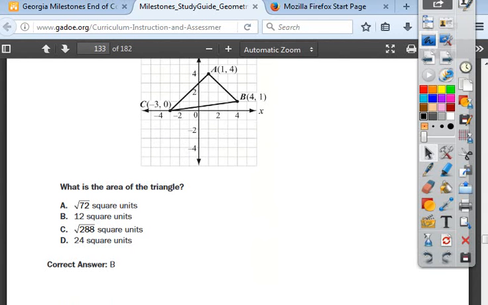Remember, if we're doing area of a triangle, that is base times height divided by 2. How do I know when I'm talking about base and height? Which ones are my base and my height? 4, 1, and 1. Which sides are my height and base? AB and AC. I'm looking for a right angle. If I see a right angle, I know I've got my base and my height. So then I would need to find the length of this one, find the length of that one, and then do that formula.